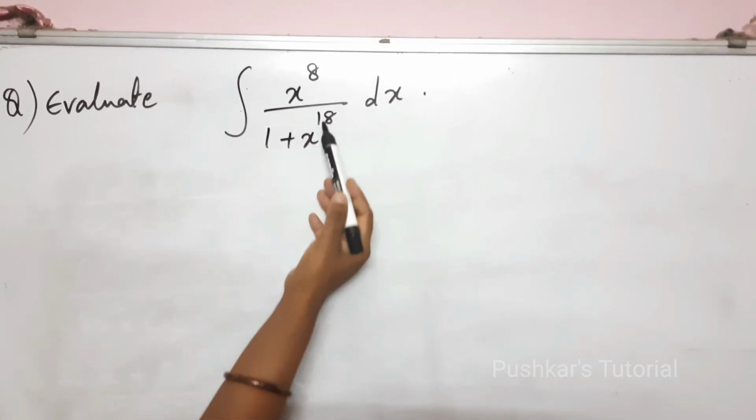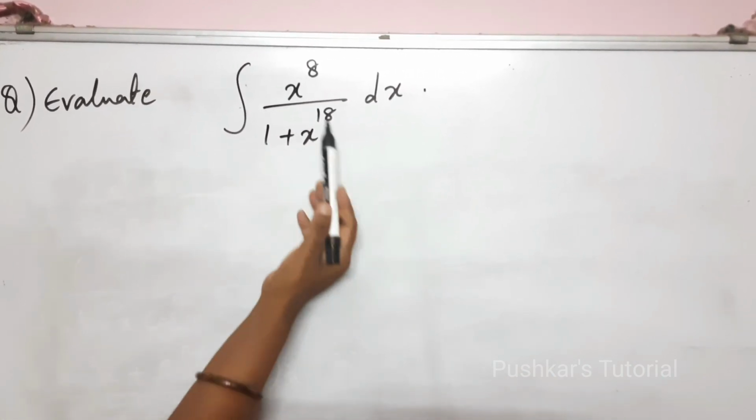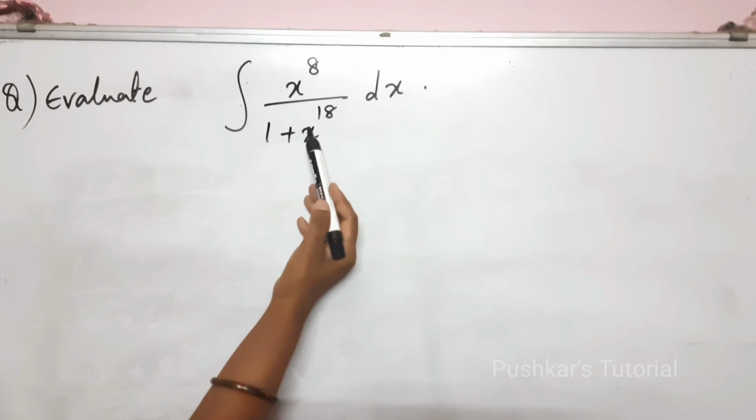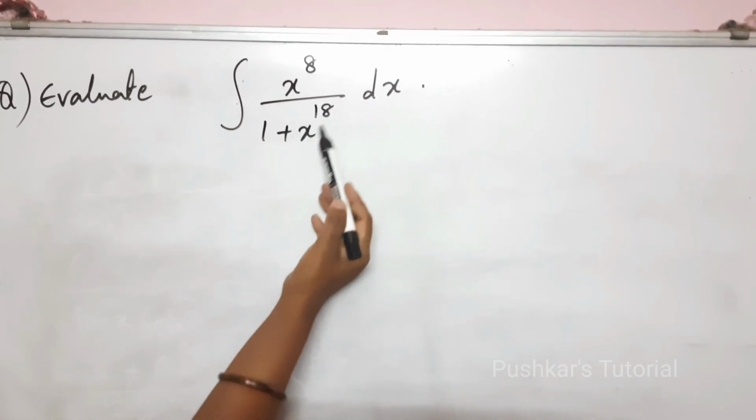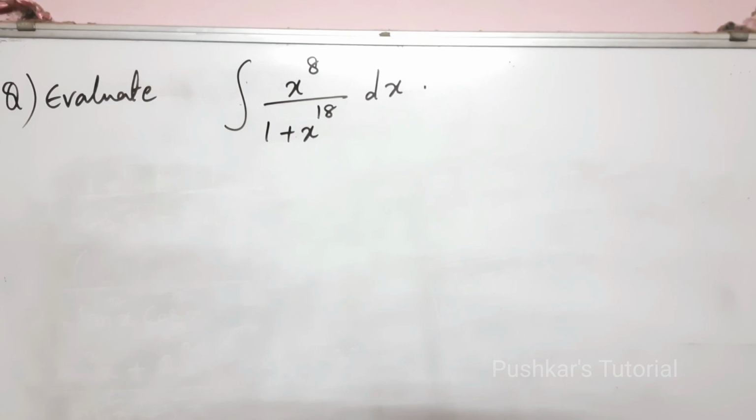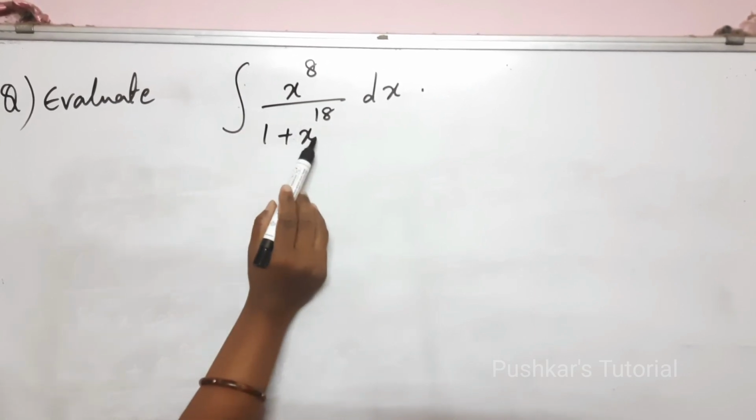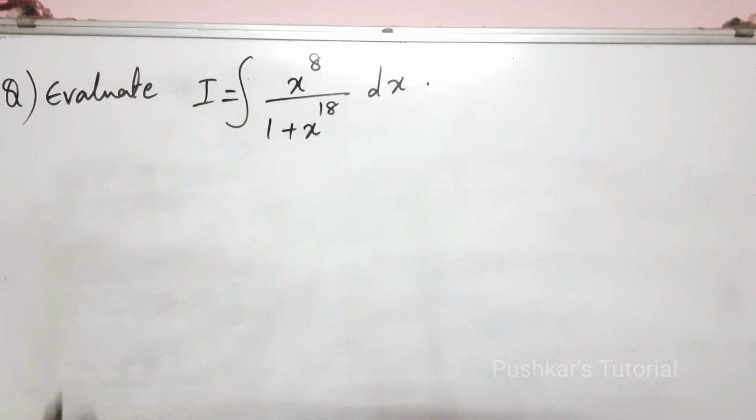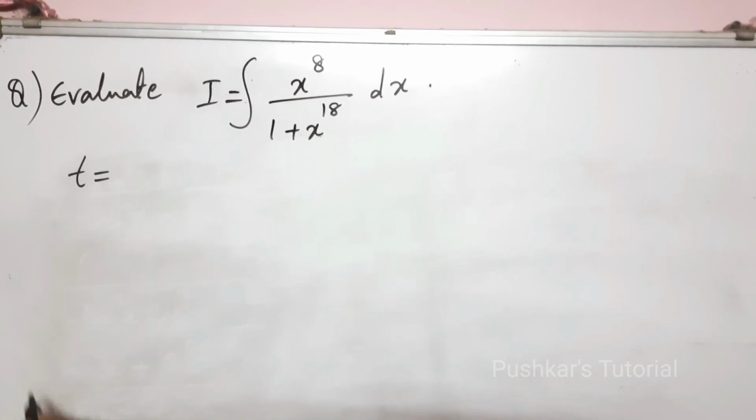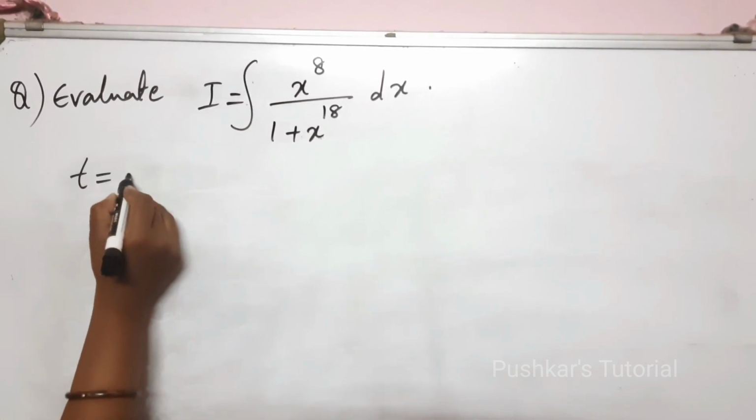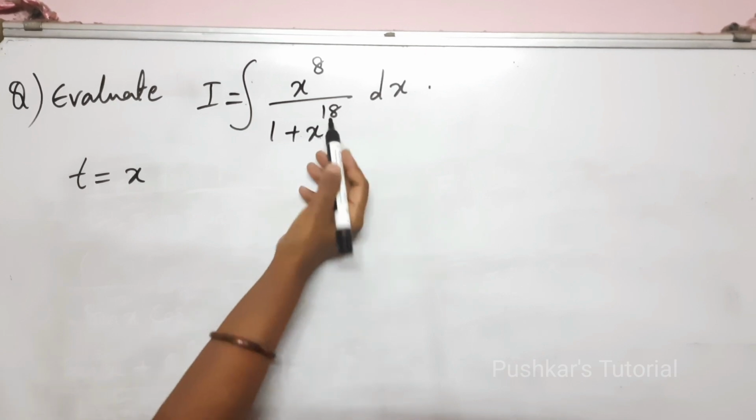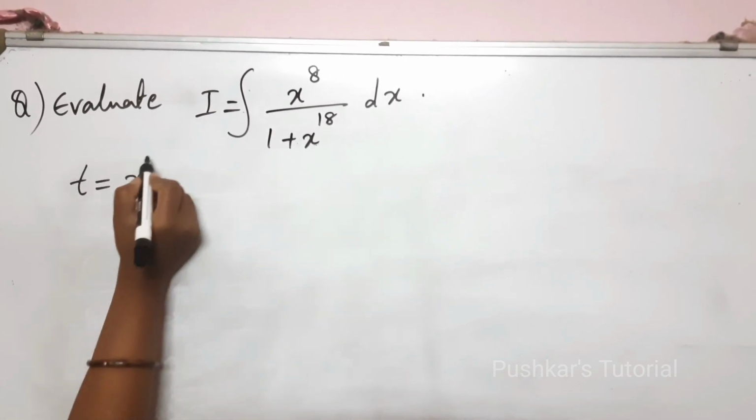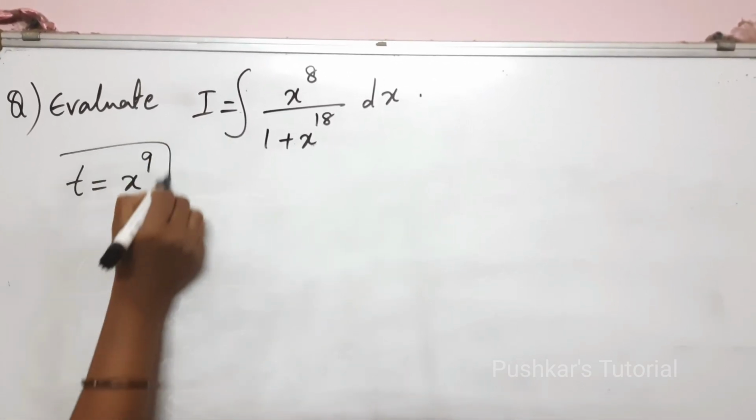If you take x power 18 as t, the differentiation will give us 18 in front, reducing the power by 1, so 18 x to the power of 17. It is also no use. So in this situation we have to take half of the highest degree. So t is equal to x to the power of half of the term, so we take x power 9.